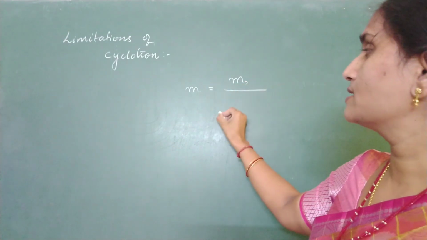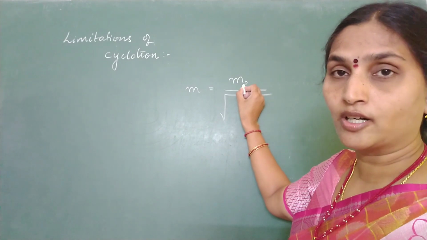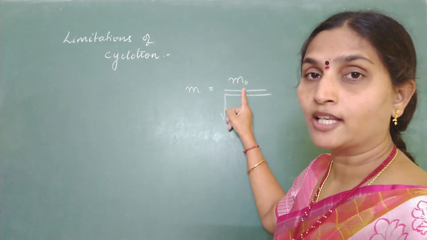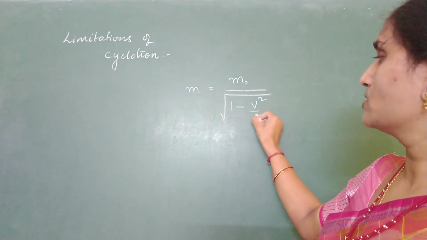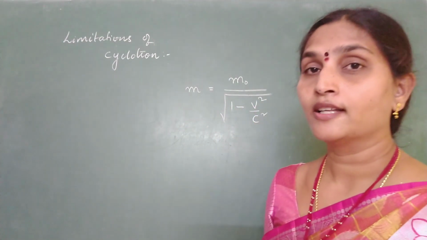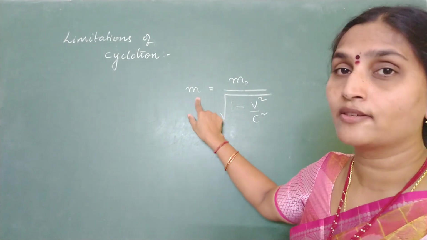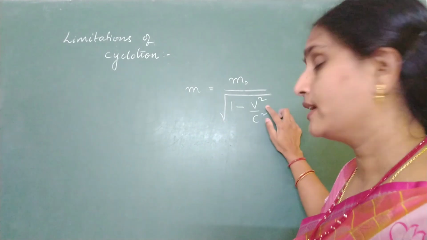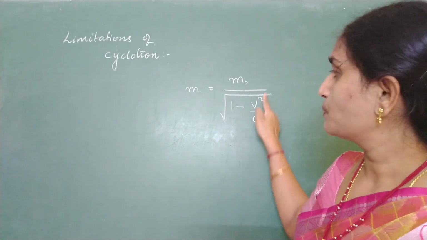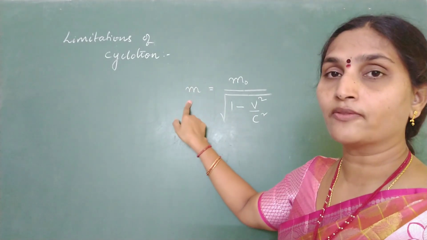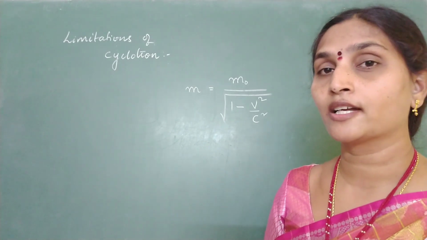We know from Einstein's mass energy equivalence, where m naught is the rest mass of an electron, as the speed of the charged particle changes, mass also becomes a variable according to this relation. And since mass is varying according to this equation, as electrons are very, very small, they get quickly accelerated to very high speeds comparable with the speed of light. As speed increases, mass becomes a variable.